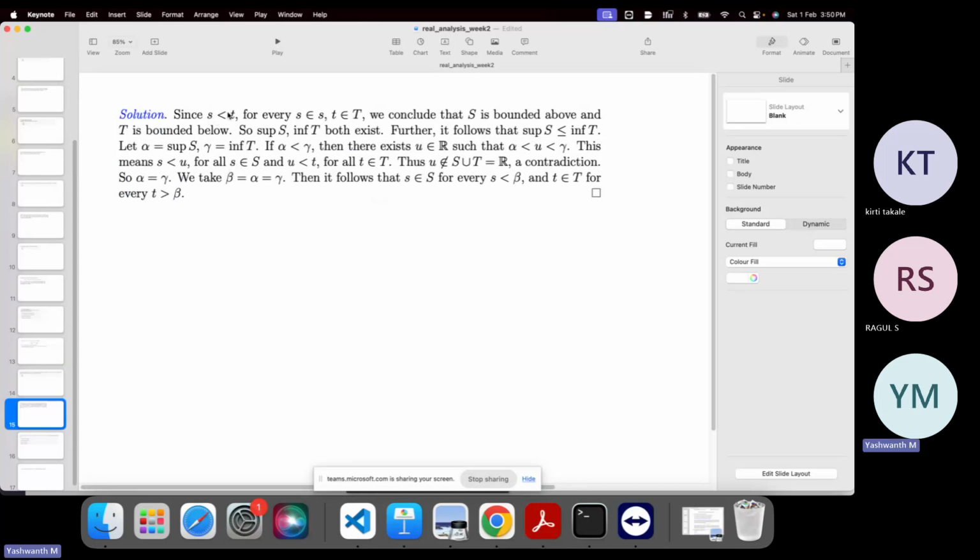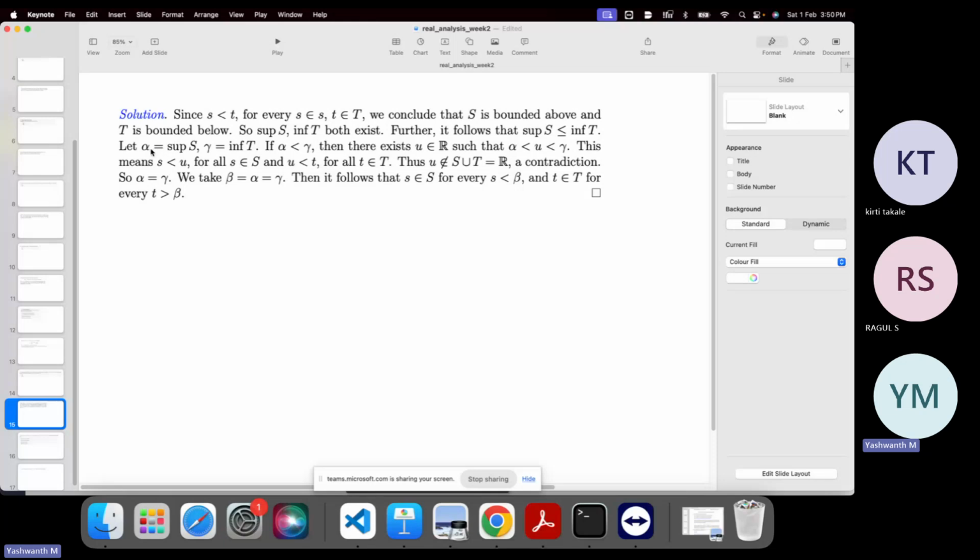So s is less than t, right, for all s belongs to capital S, is a typo. We conclude that S is bounded above and T is bounded below. So the supremum of S exists and the infimum of T both exist. Again, one can see that the supremum of S is less than or equal to the infimum of T.